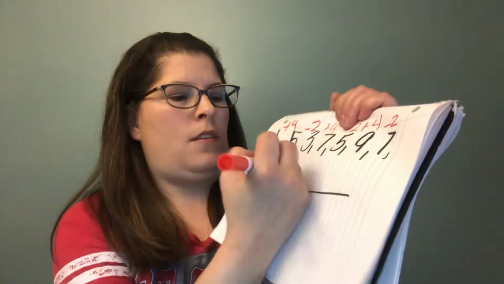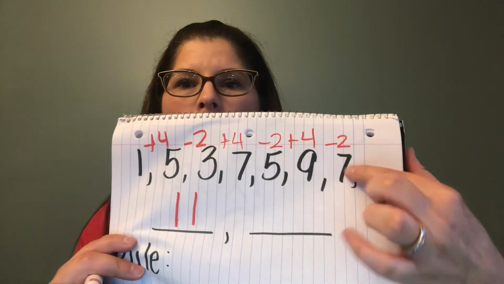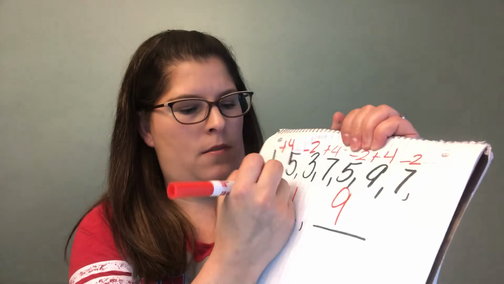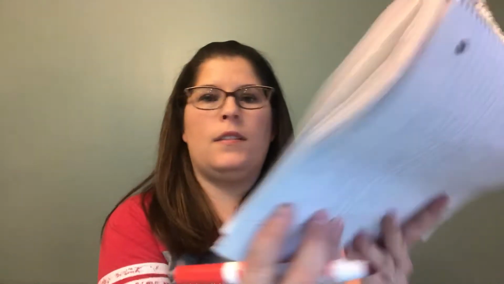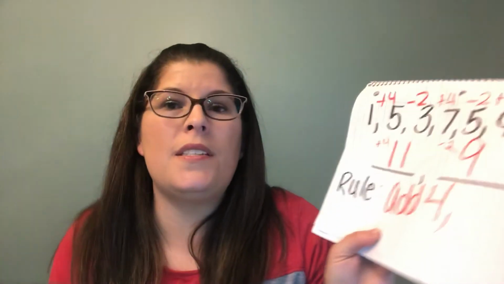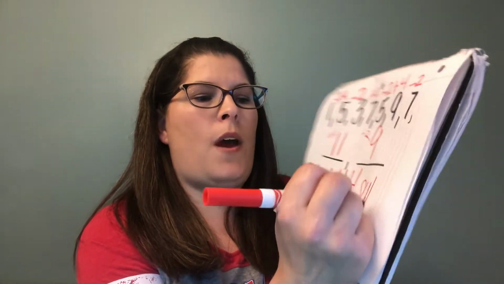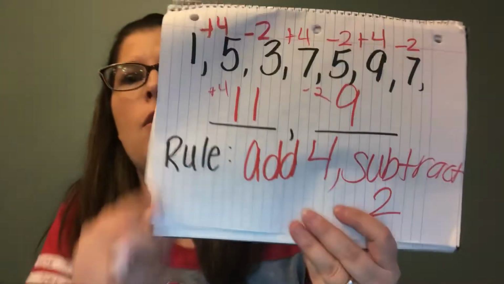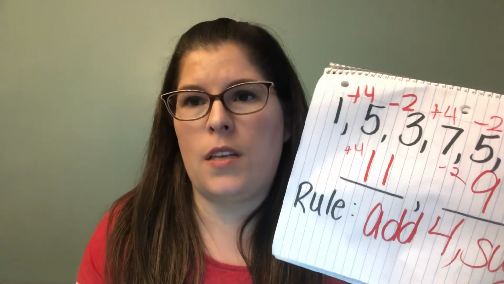7, 11. So I did the plus 4. Now what do I need to do? Minus 2. 11 minus 2 equals 9. So plus 4, minus 2. What's the rule? Add 4, and I'm going to put a comma because that's going to say the first part we do is we add 4, then we subtract 2. So add 4, subtract 2. That is the rule. How were you successful here?